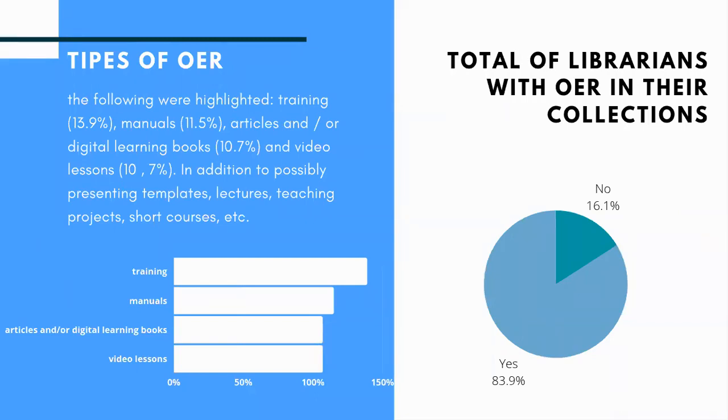We asked them about the types of OER that they use, and the following were highlighted: training, manuals, articles, and or digital learning books and video lessons, in addition to templates, lectures, teaching projects, short courses, etc. Those other parts were on the short answers, so we didn't put them in the graphic. The total of librarians with OER in their collections was 8%.